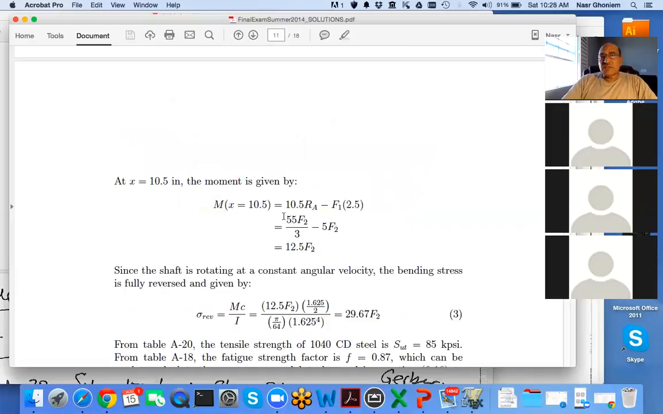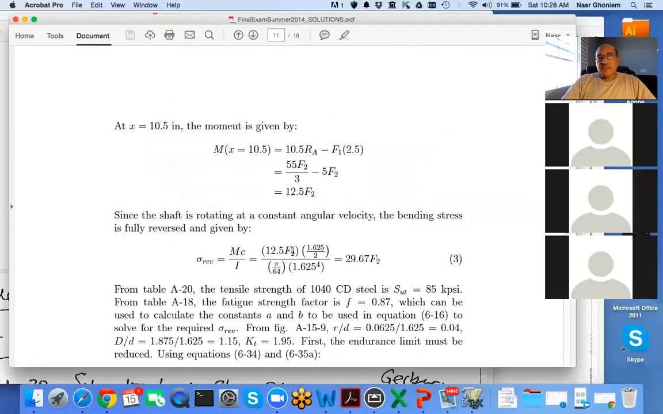So I don't even need to construct the moment diagram, but I figured I could do that. So the moment is 10.5 times RA minus F1 times 2.5, and you get 12.5 F2. So we'll keep everything in terms of F2. And sigma now is sigma REV, and that's, as in the lectures, the equivalent fully reversed alternating stress. In this case, we don't have any steady component because we have only alternating. The shaft is rotating. There's no additional torque on it that can make it steady. So it's a little bit easier.